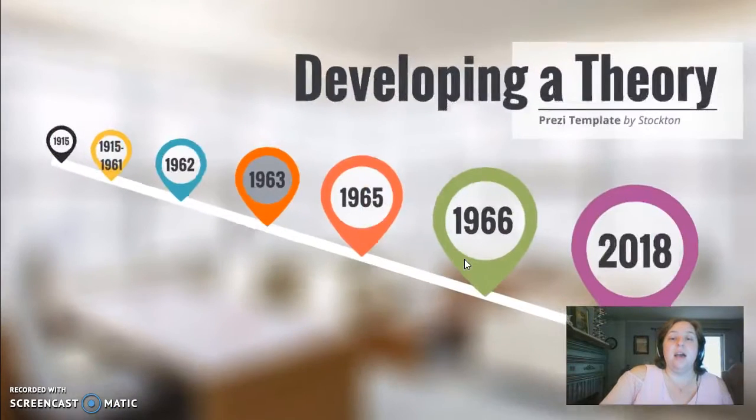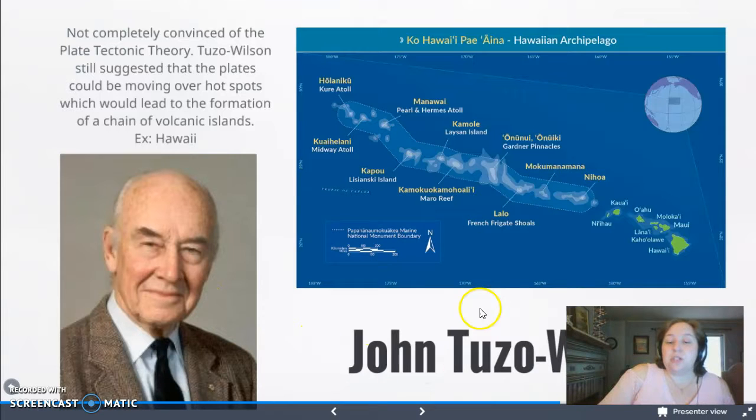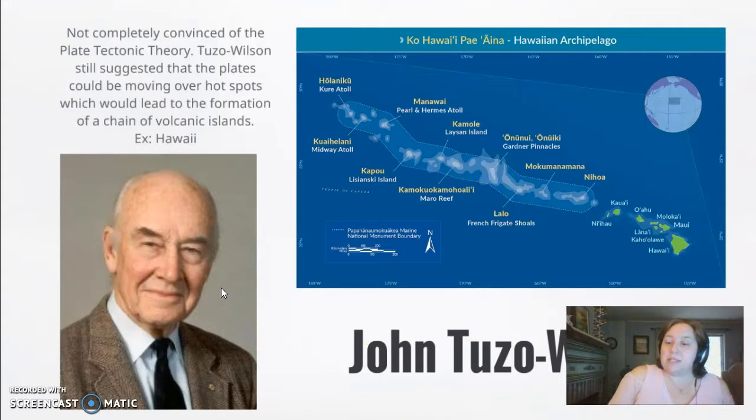More information came from John Tuzo Wilson, and what he was able to do was kind of fill in the gaps. Through seafloor spreading, it described that we had areas where new seafloor was being born at divergent plate boundaries, where plates were moving away from each other. But we also had areas where continents were starting to run into each other at convergent plate boundaries.